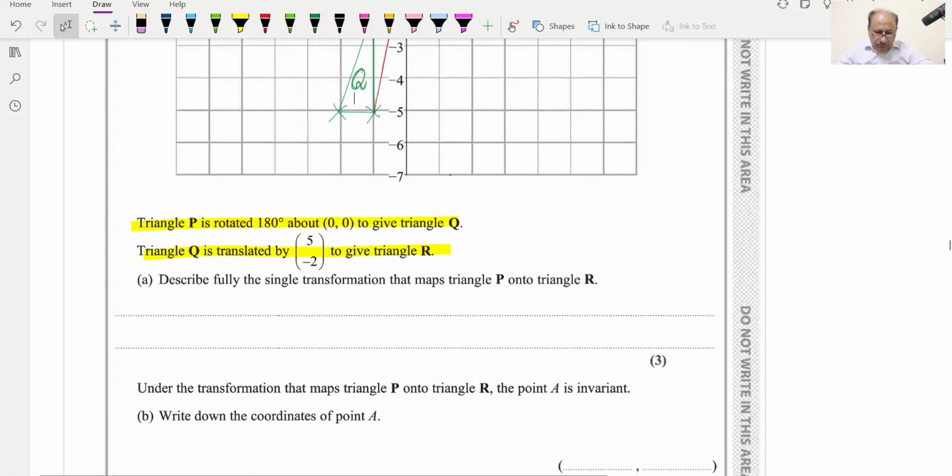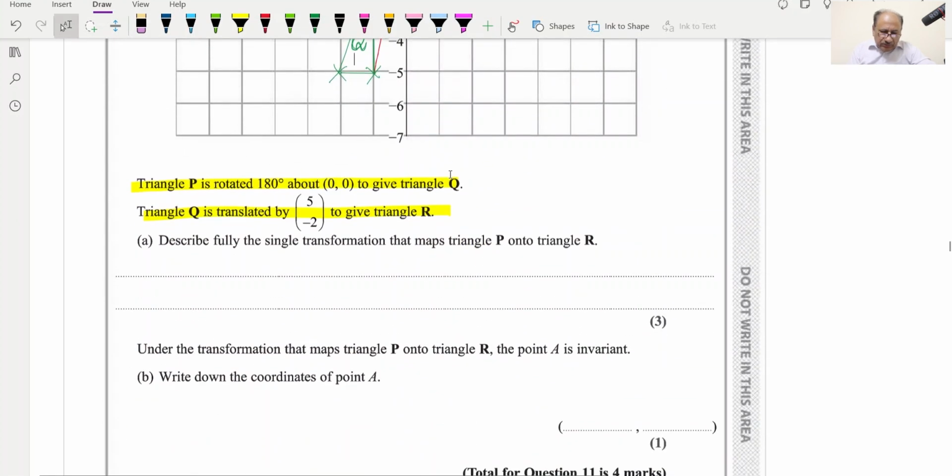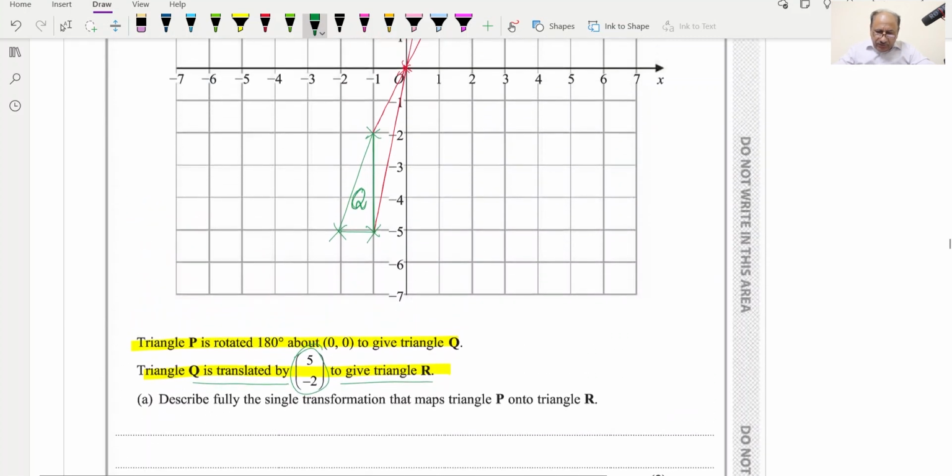Now the second part, they're saying triangle Q is translated by 5 minus 2 to give R. So 5 units right. So from here 5 units right, we will move 1, 2, 3, 4 and 5 units. We will reach over here. So this will be 5 units right and 2 units down. So from here 2 units down we will reach over here. So this point is transformed over here.